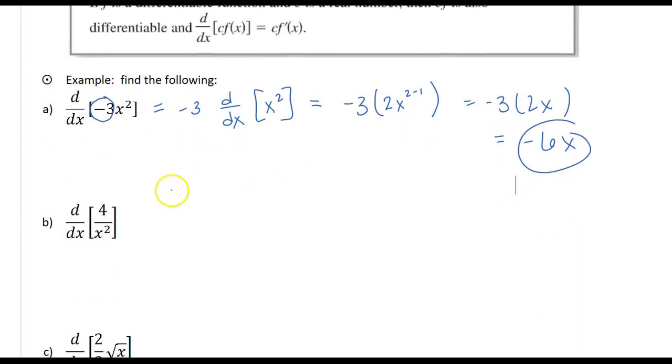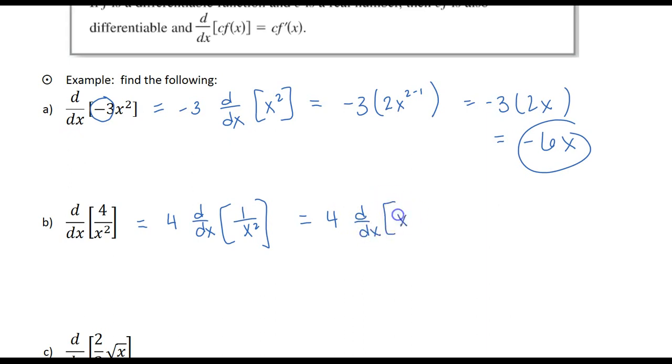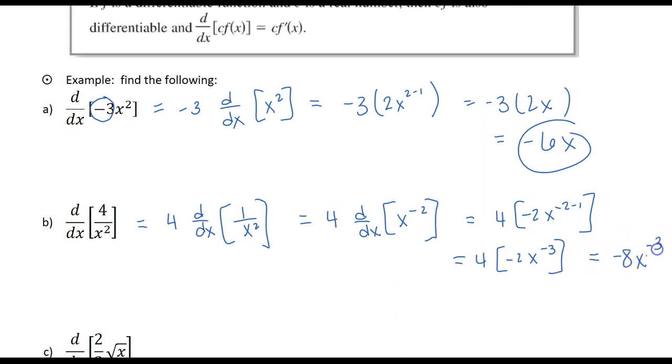All right, and this one, I would want to pull the 4 out first, so that would be the derivative with respect to x of 1 over x squared, or 4 times the derivative with respect to x of x to the negative 2 if I want to use the power rule. So that would be 4 times negative 2 times x to the negative 2 minus 1, or 4 times negative 2x to the negative 3. So that would be negative 8x to the negative 3, or negative 8 over x cubed. And you may vary slightly in the order that you process some of this algebra. That's perfectly okay.